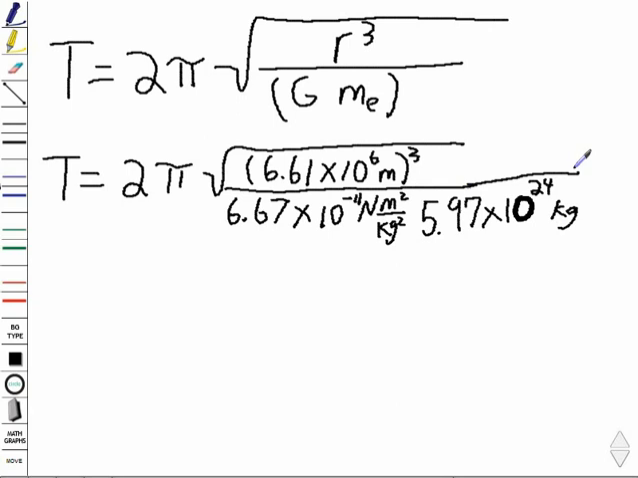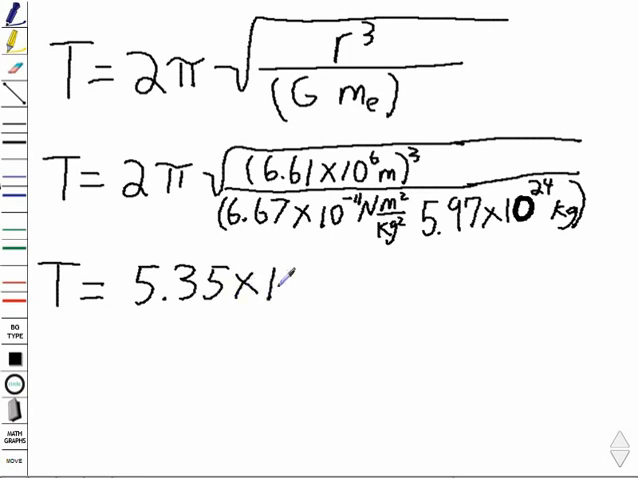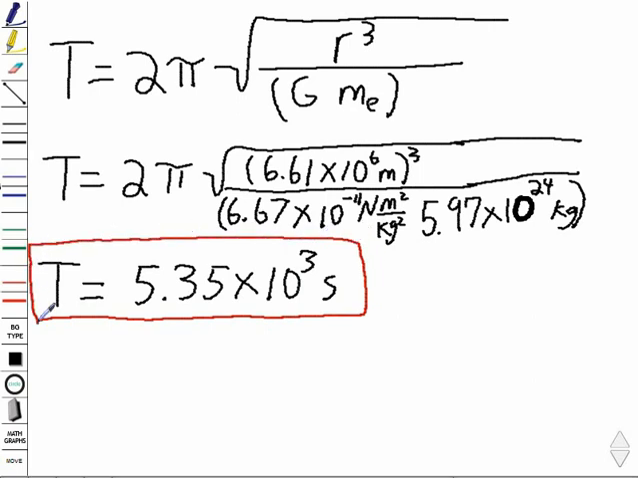So I'm just going to extend some lines here, extend my radical. And again, you want to use parentheses when you do this in your graphing calculator. So when you do all those numbers together, you get an answer that should be 5.35 times 10 to the third seconds. You should check your exponents again just to make sure everything's correct. Check to make sure your units cancel out. And that will give you the final answer.